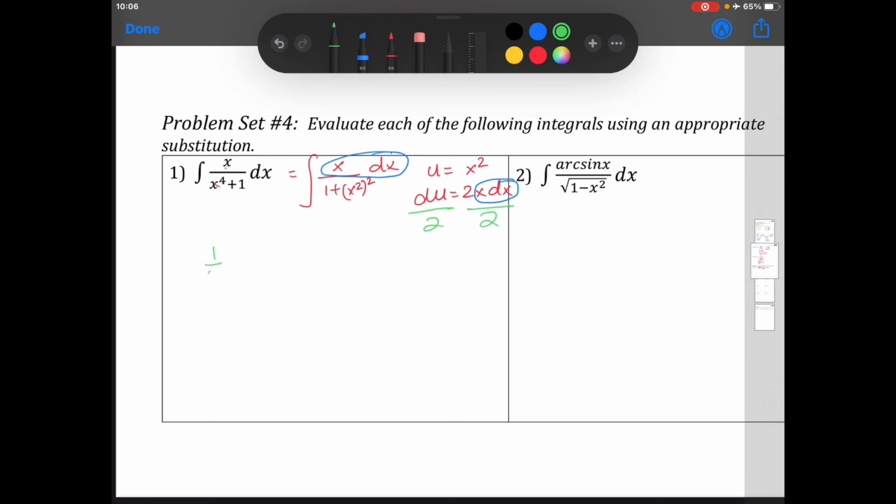I'm going to replace that. So I'm going to pull out the 1/2, and this would be 1 over 1 plus u squared du. And now you recognize this form. 1 over 1 plus u squared is arctan. So 1/2 arctan of u plus c. Don't forget to substitute back your u, which is x squared plus c.